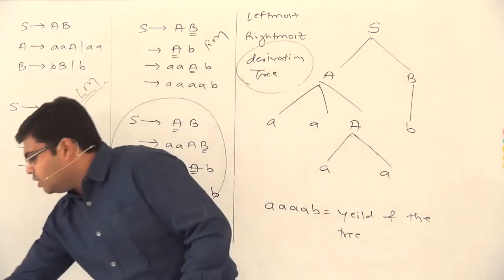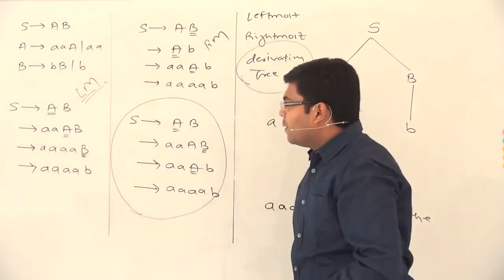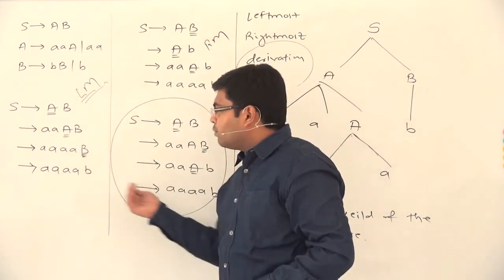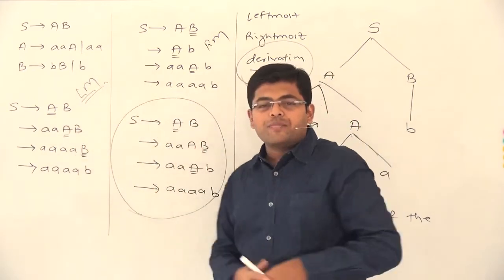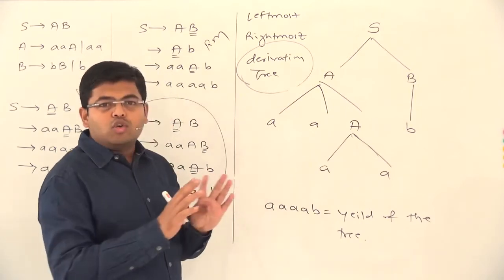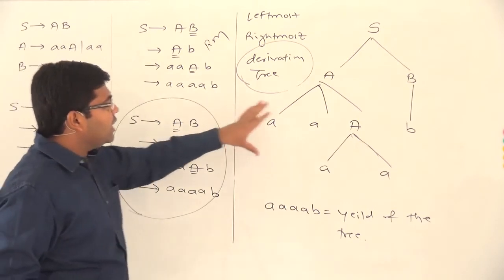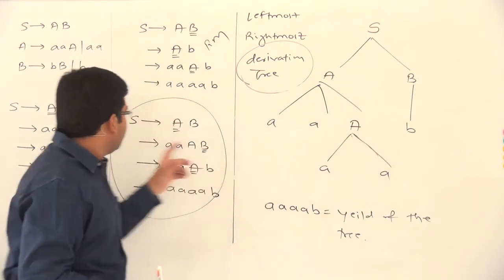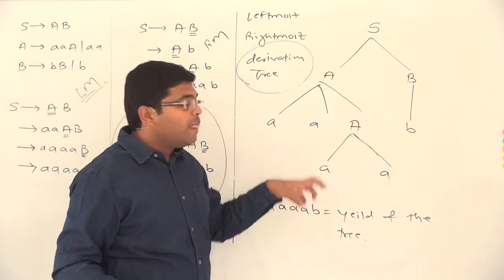So what does that mean? Whenever you write down derivations in sentential forms, which variable is to be replaced will vary, and that's why you may get different types of derivations like leftmost, rightmost or a mixture of the two. But whenever you draw the derivation tree, it is not going to change. For all the three derivations we are getting the same derivation tree.